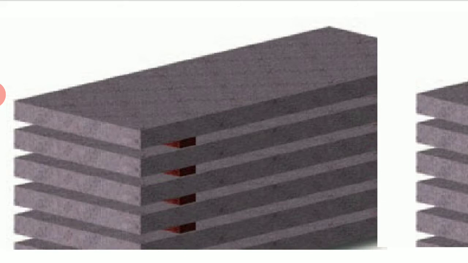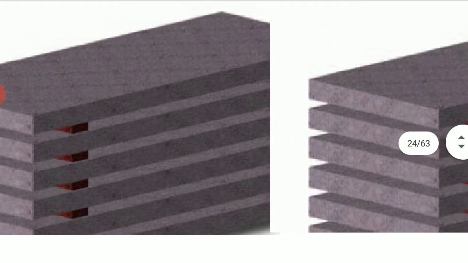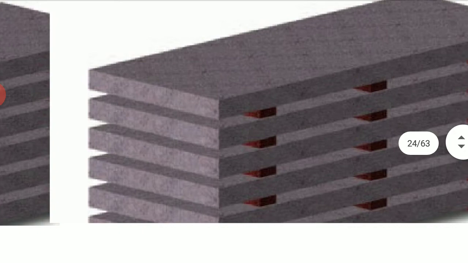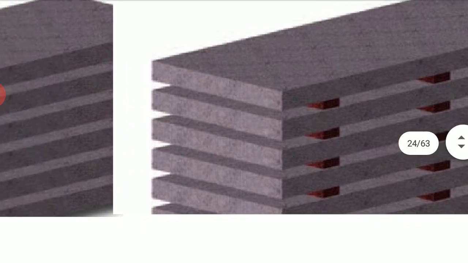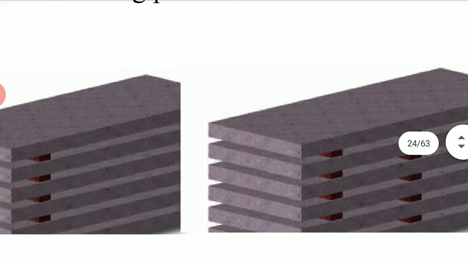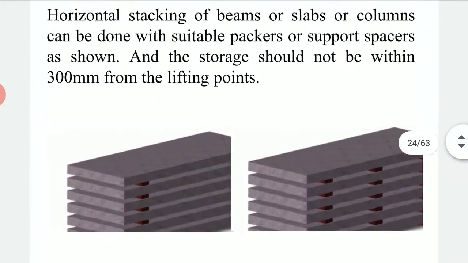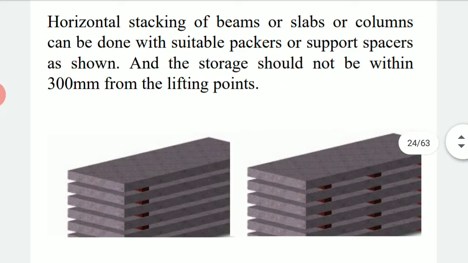So this storage should not be within 300 mm from the lifting point. It should be nearer to the lifting points, such that it can easily be lifted from the storing place to the transporting vehicles or to the required location, right? So here we need to maintain certain procedures, like maintaining the gaps between one member and the other member.